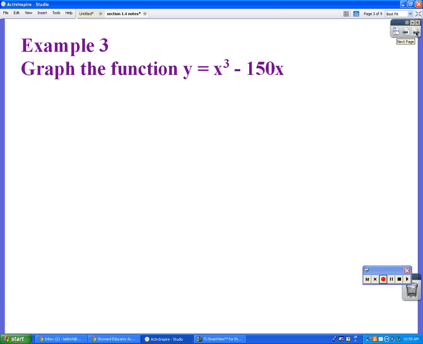All right, so let's try this one. Graph the function y cubed minus 150x. And again, find a way to see the graph.